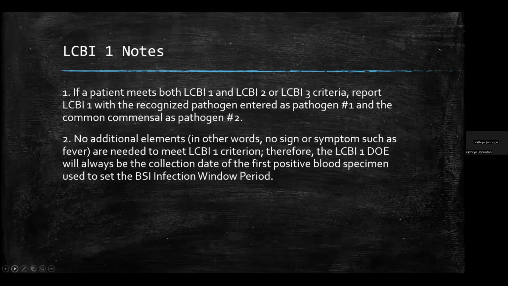And then within the context of this surveillance system, there are extensive notes that are provided to give you additional information. And they give guidance, such as if a patient meets criteria for LCBI1, LCBI2, or LCBI3, you would report it as LCBI1 because that would be the highest level. Okay. And then once you meet the criteria for LCBI1, you don't need to have any other documentation other than that. And I'm going to talk briefly in a minute about the infection window period and a couple of other key terms.